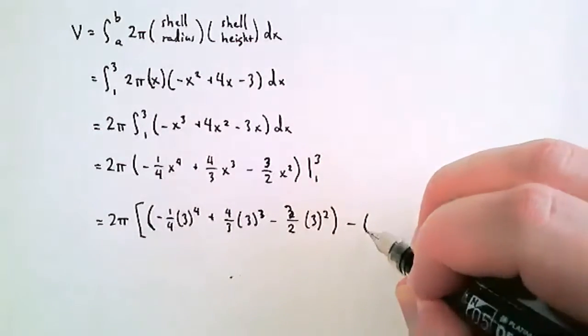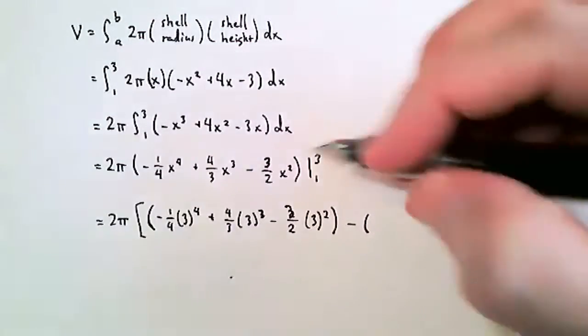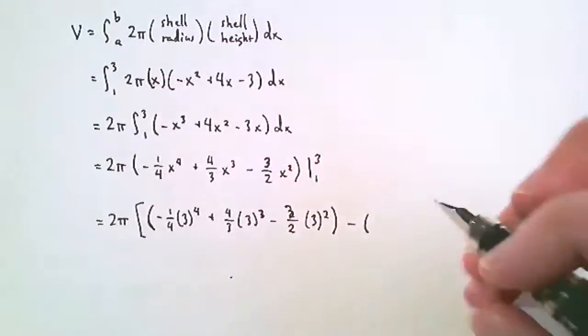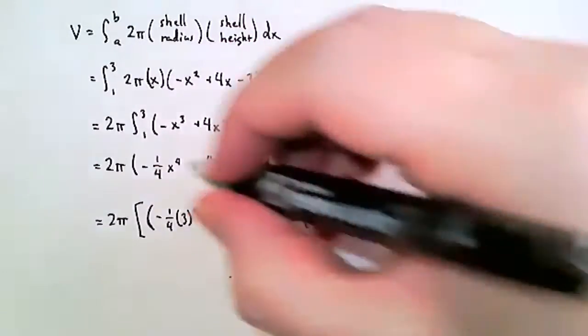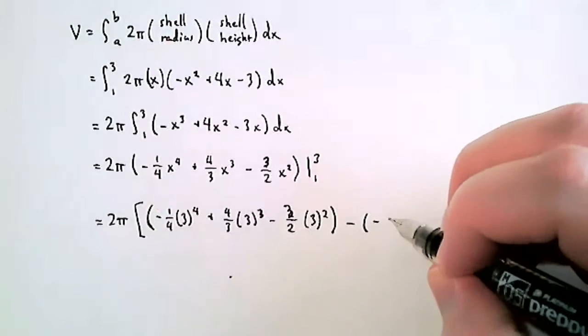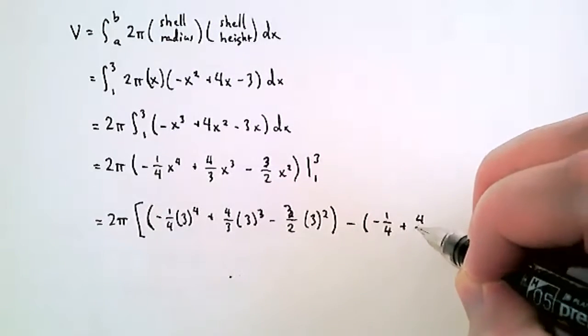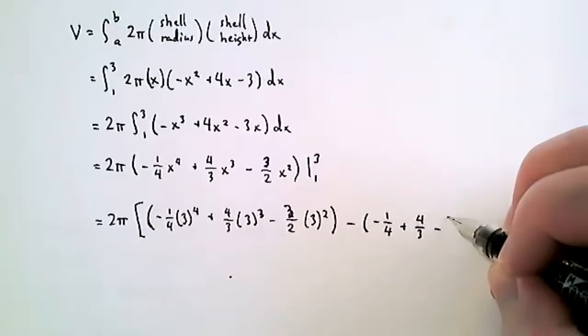Then we subtract, plug in 1. 1 to a power is going to give you a 1 in all of these places. So we don't actually have to write all of that out. We just need the fractions. Minus 1/4 plus 4/3 minus 3/2.